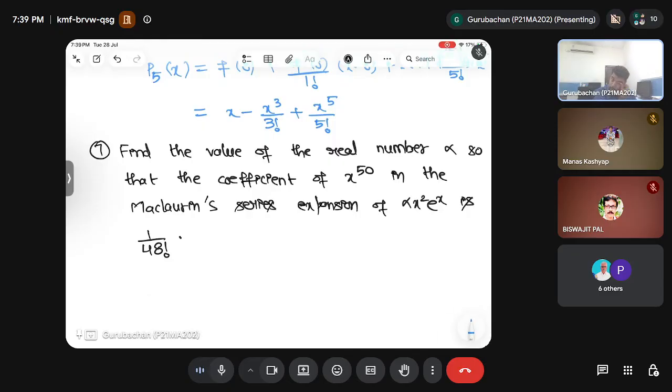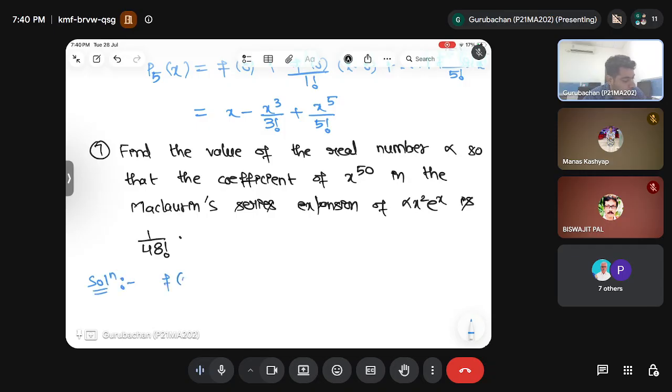We need to tell what the coefficient of x to the power 50 will be. First of all, you need to find the general term for this Maclaurin series. So you need to calculate f at 0, f dash at 0, f double dash at 0. You will get some equation depending on n, some sequence, so you can directly guess the value of this alpha. Let me start this one.